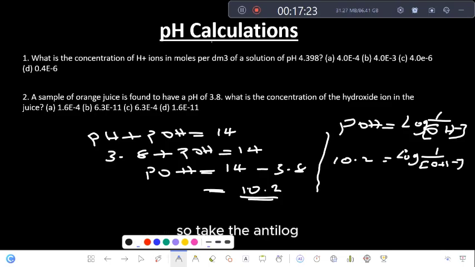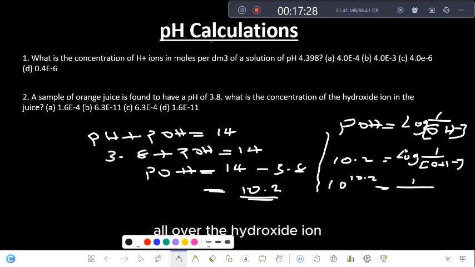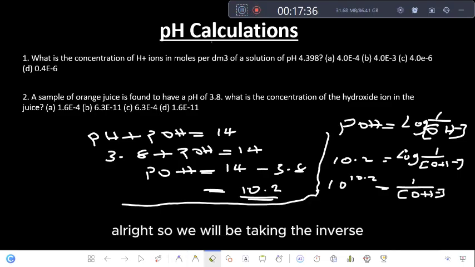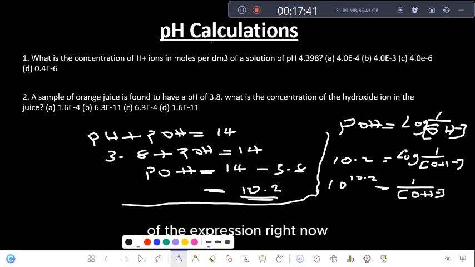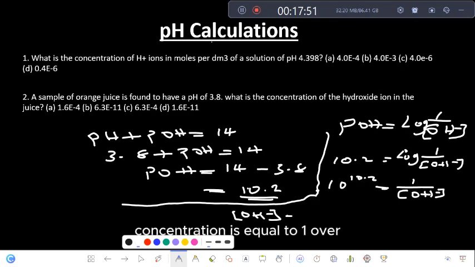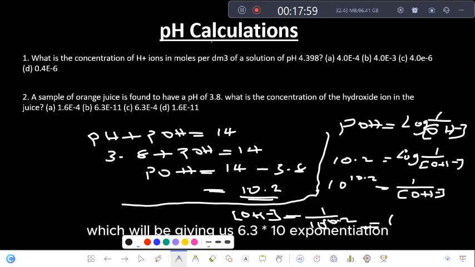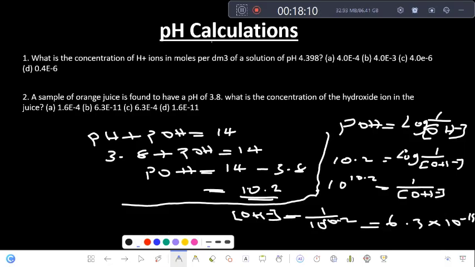So take the antilog, so we're going to have 10 raised to the power of 10.2 equal to 1 all over the hydroxide ion. Alright, so we will be taking the inverse of the expression right now. So the hydroxide ion concentration is equal to 1 all over 10 raised to the power of 10.2, which will give us 6.3 times 10 exponential negative 11, which is option B.